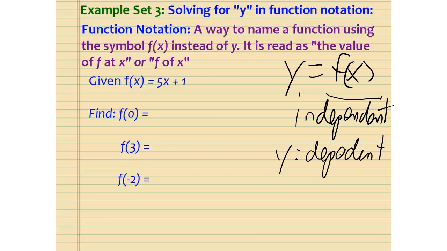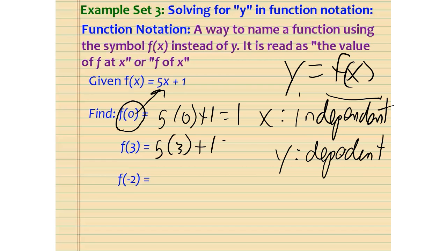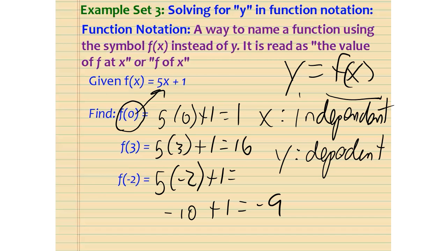So f of 0 means I'm going to put 0 in place of x. So I get 5 times 0 plus 1, which is just 1, because 0 times anything is 0. If I put 3 in, I will get 5 times 3 plus 1, which is 16. And if I put negative 2 in, I will get 5 times negative 2 plus 1, which is negative 10 plus 1, which is negative 9. That's solving for y in function notation.